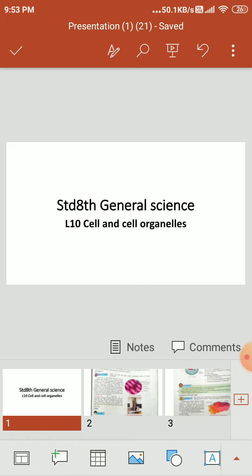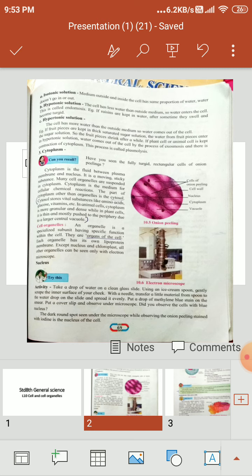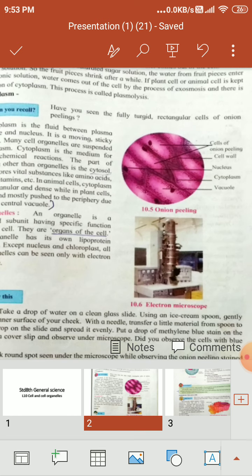In the last lecture we discussed the cytoplasm. In this lecture we will discuss cell organelles. An organelle is a specialized subunit having a specific function within the cell. These are called organs of the cell. Each organelle has its own lipoprotein membrane. Except the nucleus and chloroplast, all the other organelles can be seen only with an electron microscope.